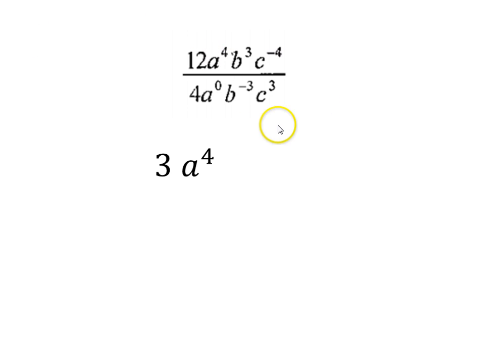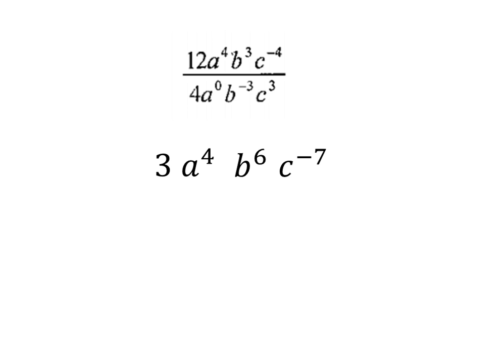Then I have b to the 3rd over b to the negative 3rd. And once again, I'm going to subtract those two things. 3 minus negative 3 is 6. So b to the 3rd over b to the negative 3rd is b to the 6th. And then we have c to the negative 4th over c to the 3rd. Again, I'm dividing two things that have the same base, so I subtract their exponents. Negative 4 minus 3 is negative 7.